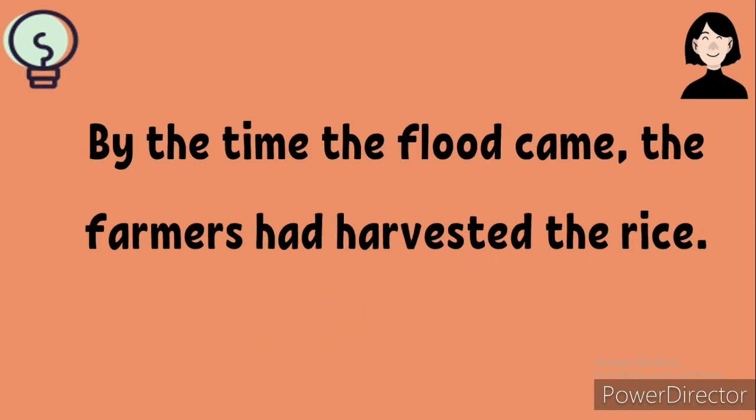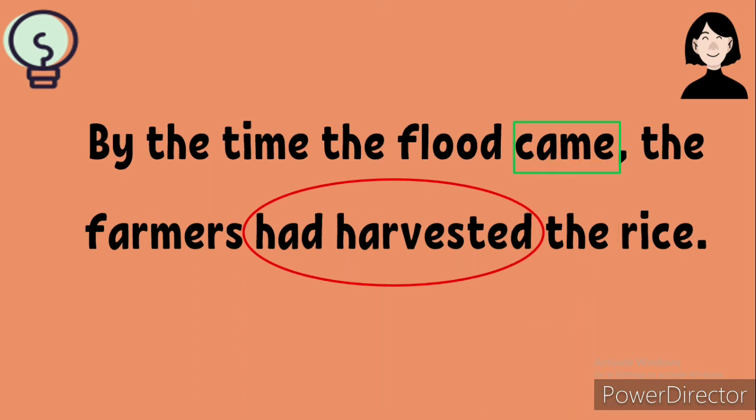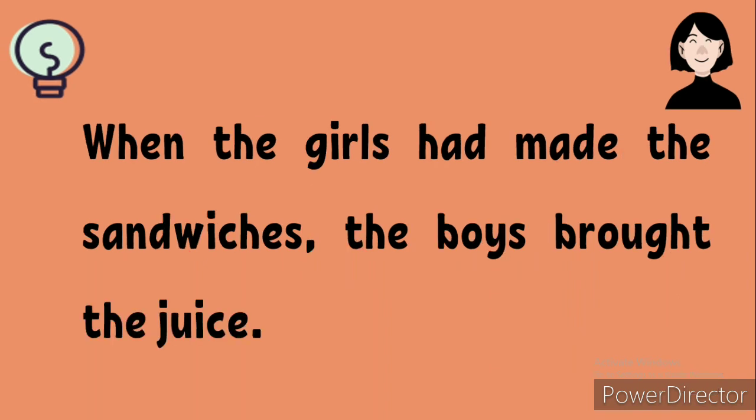Next, by the time the flood came, the farmers had harvested the rice. Which is the verb phrase in the past perfect tense? Very good, it is had harvested: had plus the past participle of the verb. Then, how about the simple past? Correct, we have the word came, from its base form, come, and the past form is came. And then the time expression? Very good, we have by the time, which is placed before the simple past. Very good.